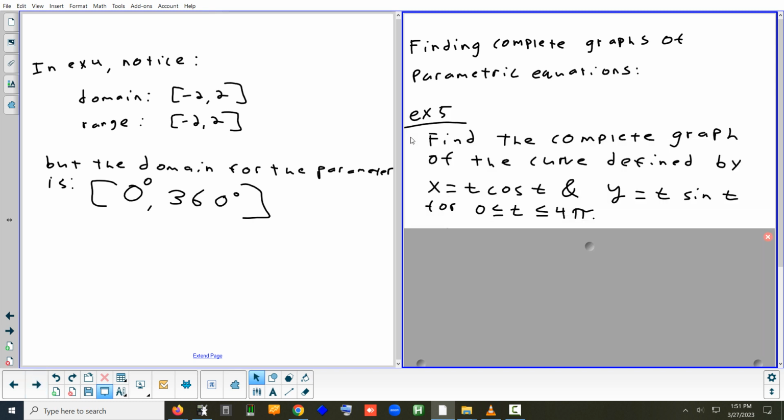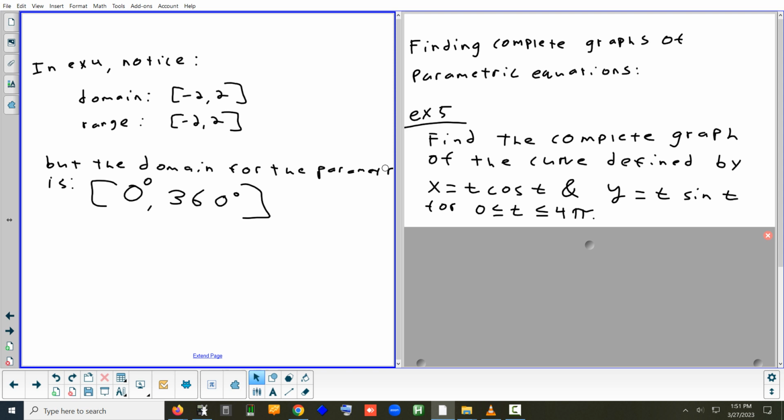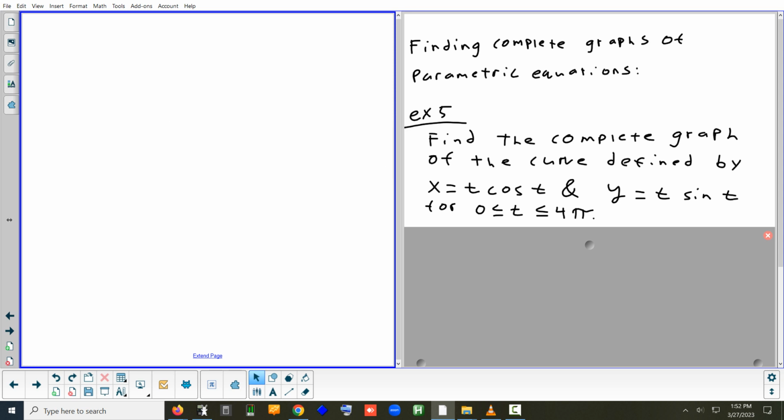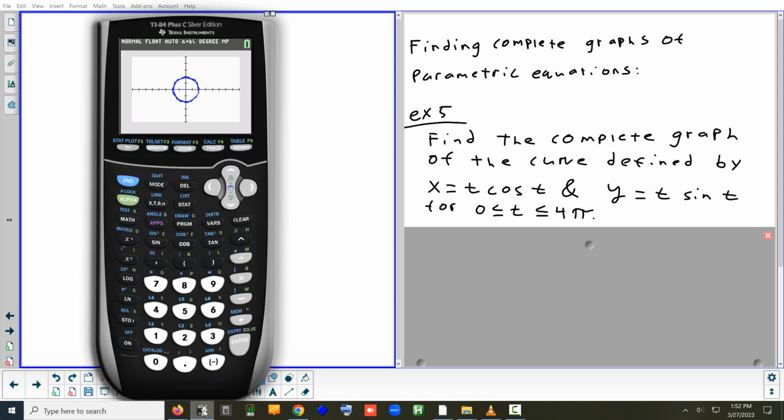Okay, let's just try sketching that one and just see what it looks like. And this will be the last one we look at. So it says x is t cosine t, and y is t sine t. And they tell me I'm going from 0 to 4 pi. That's my Tmin and Tmax.